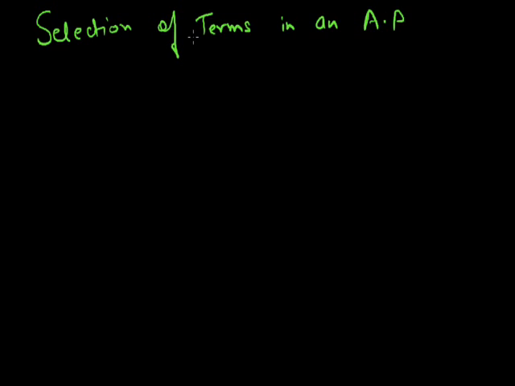Now we move on to the other part of this arithmetic progression, which is the selection of terms in an AP. Selection of terms in an AP. Sometimes the question comes like there are three terms in an AP whose sum is given and whose product is given. So we have to find out the terms of an AP. In this case, we have to do such a selection which will make our calculation easier. We can see this by example.